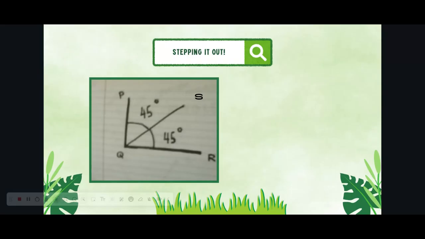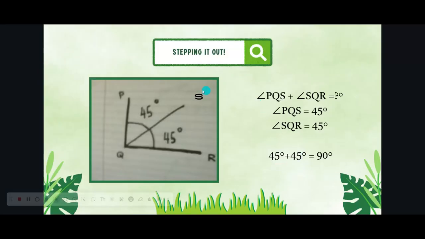So let's step this out. In this example, we see the two angles that each measure 45 degrees, as I said before. Since they share a common side and their angles add up to exactly 90 degrees, they are called complementary angles. Together they form a right angle, which is a key indicator of a complementary pair.